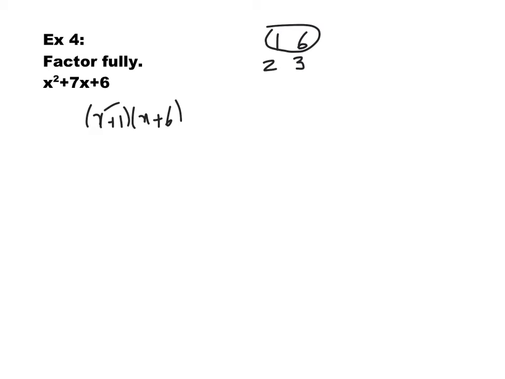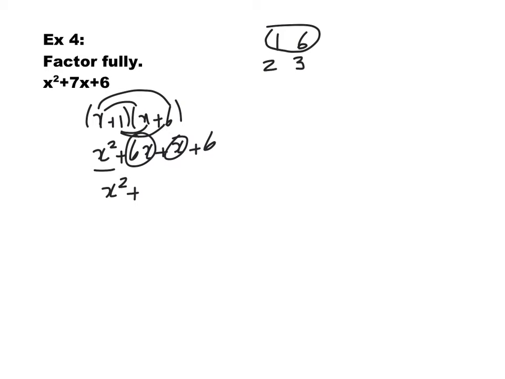Just to check, x times x is x squared, x times 6 is 6x, 1 times x is x, 1 times 6 is 6. There is no like term to x squared, so it's x squared. Now 6x plus x gives us 7x plus 6, which is exactly the same as before.